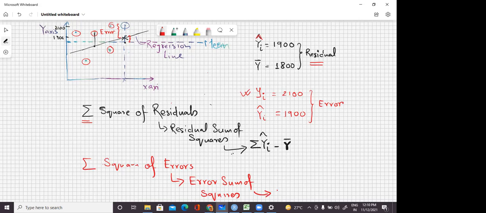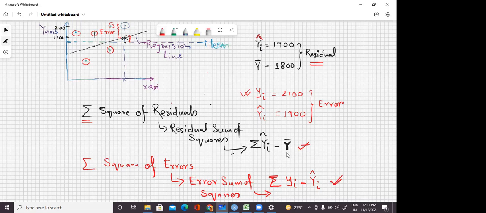So these errors. What are these errors? How are we denoting these errors? Yi, the actual value, minus the predicted value for each data point. Then we are summing. So this is the residual sum of squares, and this lower one is called the error sum of squares.